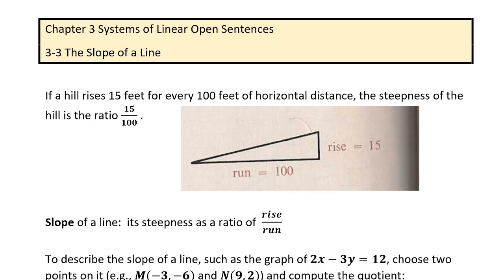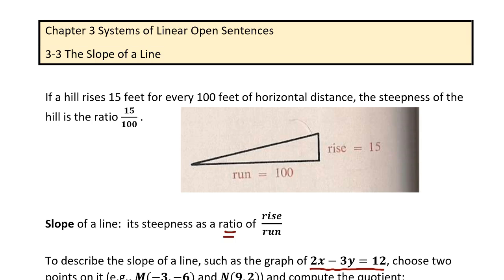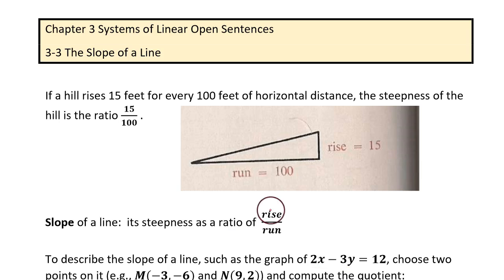This video is for section 3-3, the slope of a line. If a hill rises 15 feet for every 100 feet of horizontal distance, the steepness of the hill is the ratio 15/100. Here's a diagram of a hill. Vertically, it rises 15 feet, while horizontally it runs to the right 100 feet. To express how steep that is, we could compare the amount of rise, 15, over the amount of run, 100.